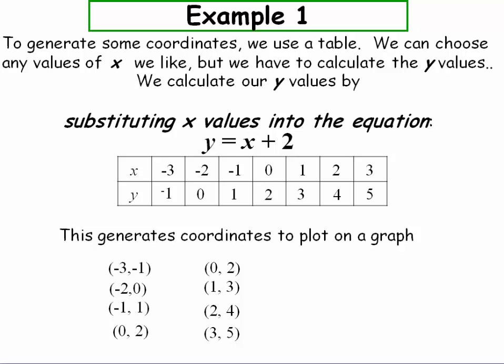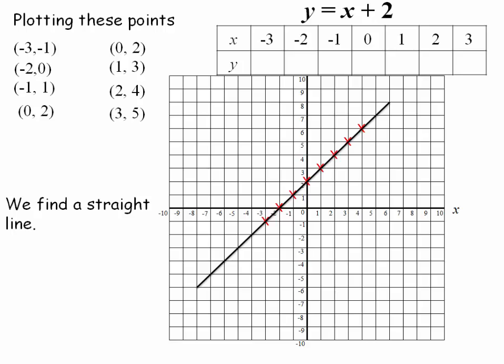This generates the coordinates shown here in brackets. The first coordinate is the x coordinate, and the second coordinate is always the y coordinate. So we've got our x and y coordinates, then we plot them on our graph. On our graph, this vertical line is the y-axis and this horizontal line is the x-axis, and we plot our points x, y.